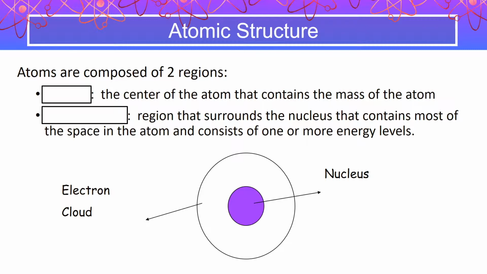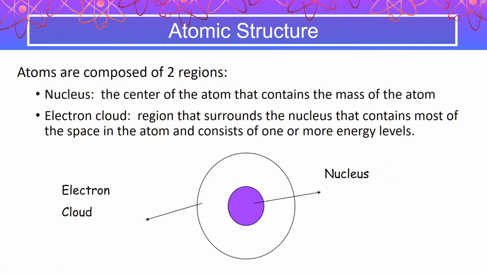So atoms are composed of two regions. The first part is the nucleus, and that's the very center of the atom. That's where really all the mass of the atom comes from. And the other space that we've got is the electron cloud. That's the area around the nucleus that makes up most of the space of the atom. A lot of it is nothing, but within there is where you're likely to find your electrons, and you'll find your electrons hanging out at one or more different energy levels.